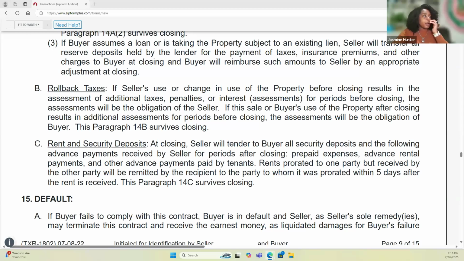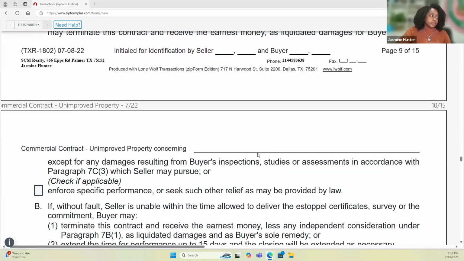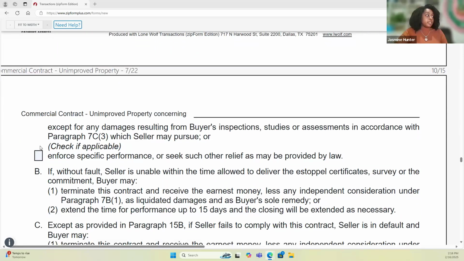So when we're talking about rent and security deposits, rollback taxes, and everything, again, this is just going to give you the definitions of all of that, what happens, time periods, what paragraph to refer to, default, and it gives you the option here to enforce specific performance or seek such other relief as may be provided by law.